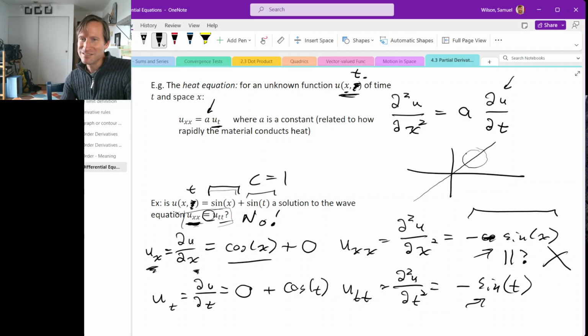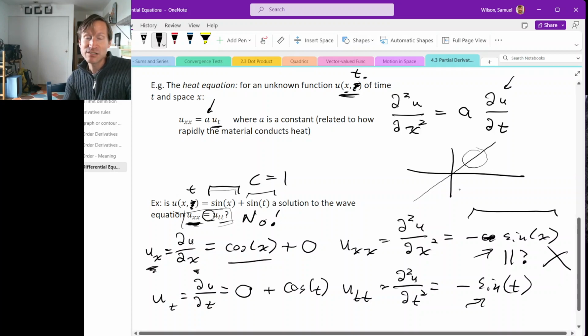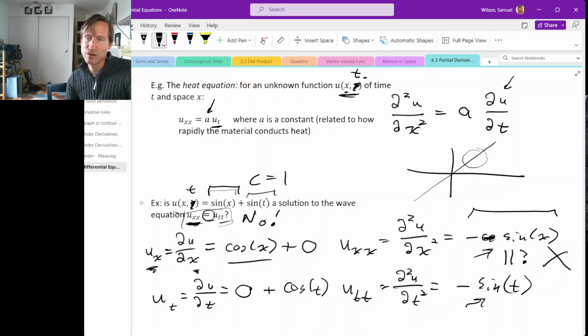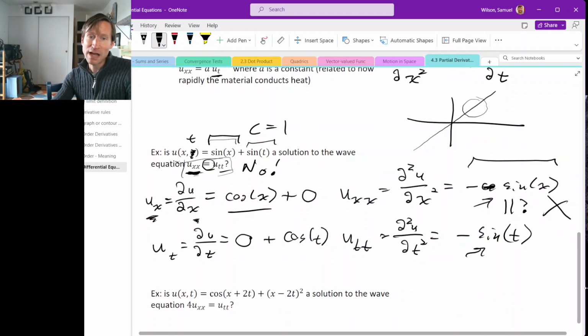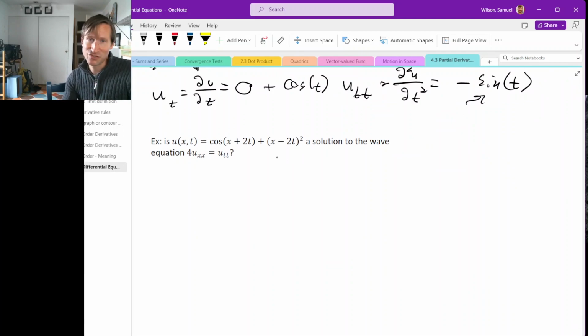But this line, where these two things are equal, doesn't contain any patch of the xt plane, right? It contains a sliver of the plane, not a patch. And so this function does not satisfy the partial differential equation. Okay, let's look at one more example. How about this function? Let's check if this is a solution to this wave equation.